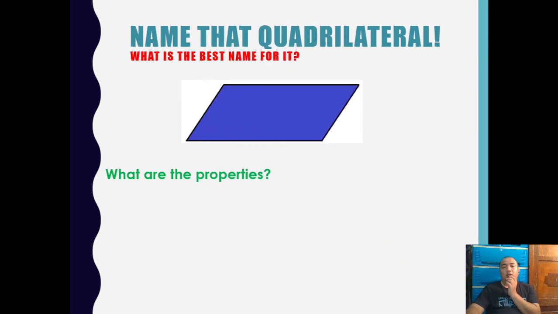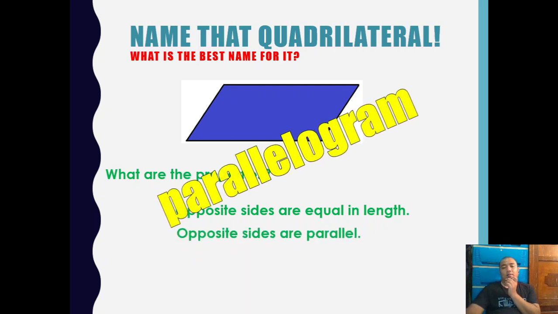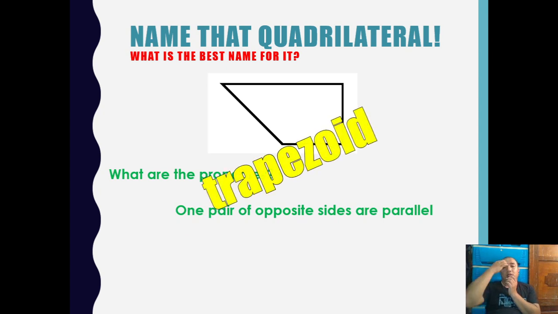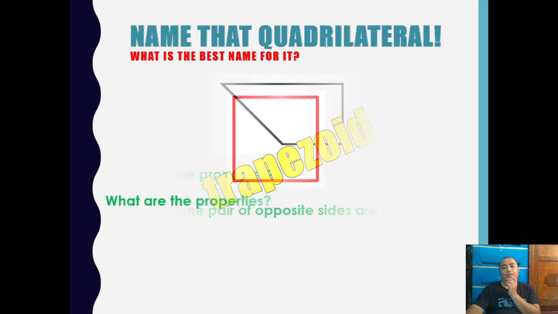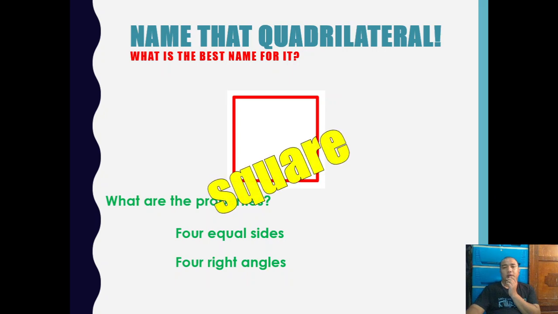Name that quadrilateral. What is the best name for it? Answer. Opposite sides are equal in length. Opposite sides are parallel. It is a parallelogram. Next, about this, what do you call? What are the properties? When one pair of opposite sides is parallel, it is a trapezoid. How about this? What are the properties? For equal sides, for right angles, it is a square.